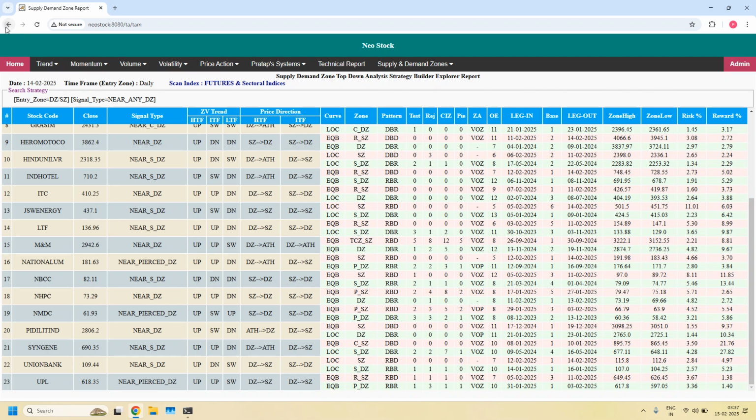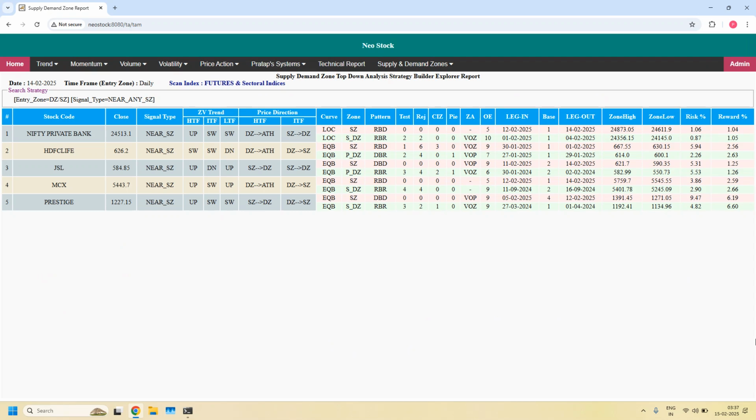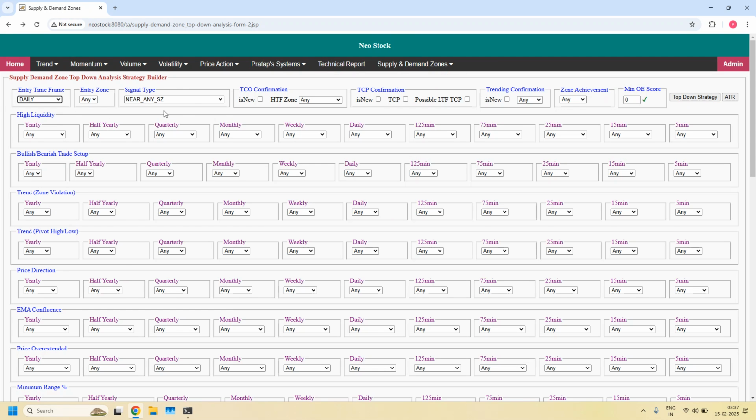Next, daily time frame. Let us find the stocks near the daily supply zone. We got 5 stocks. Let us identify high liquidity supply zones. We don't have any high liquidity supply zones from this list. Okay, next, daily time frame.